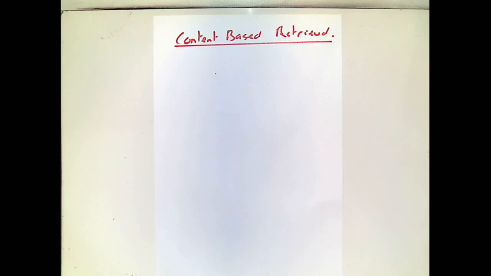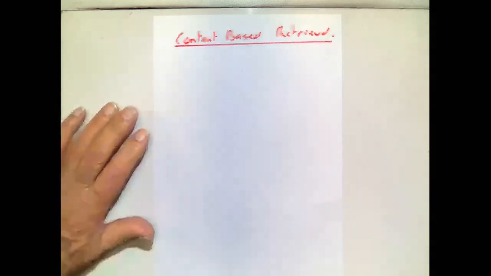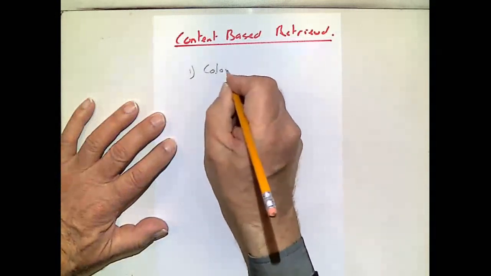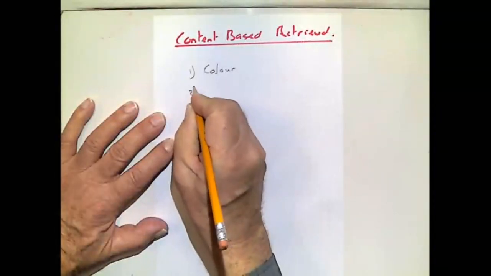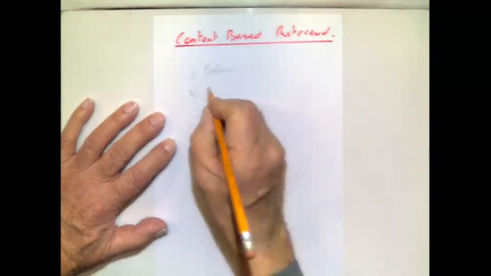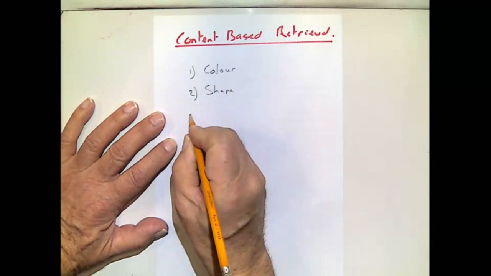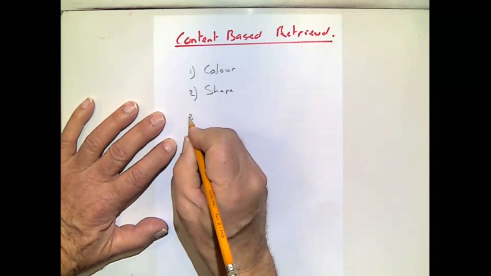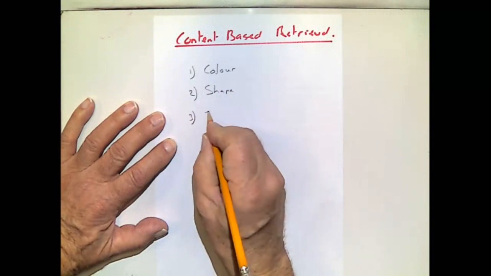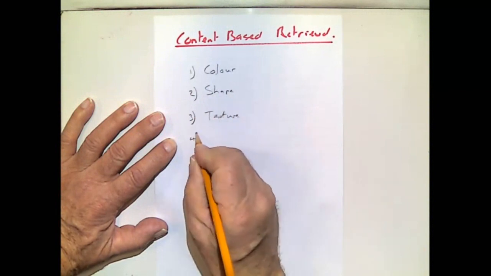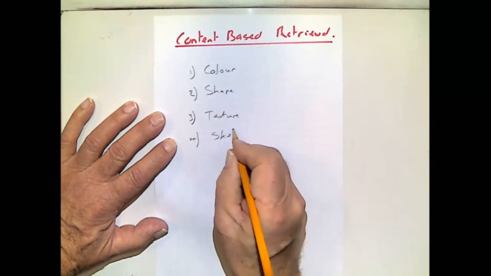Again, there's another application. So basically there are 4 methods. One is color. The second is shape. The third metric is texture. And the 4th method is sketch.